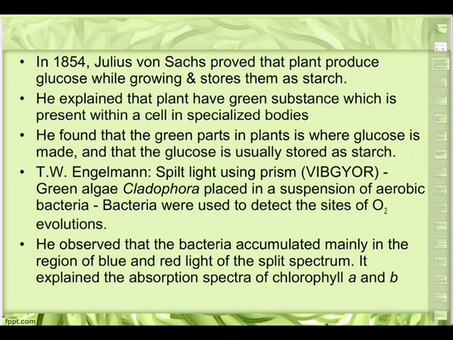In 1854, Julius von Sachs proved that plants produce glucose while growing and store it as starch. He explained that plants have a green substance which is present within the cell in specialized bodies.